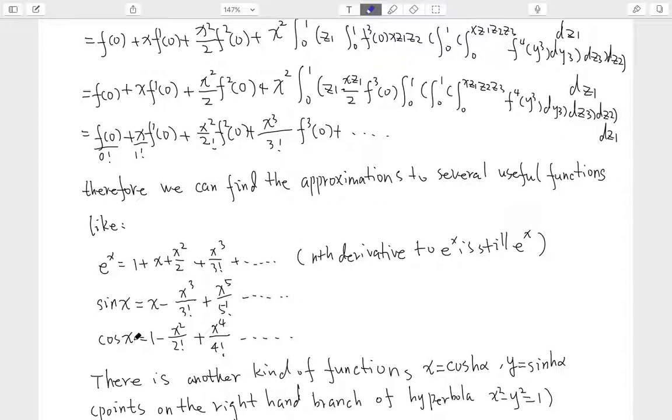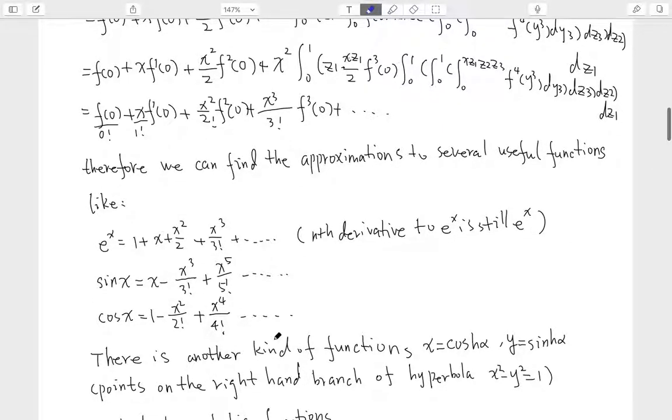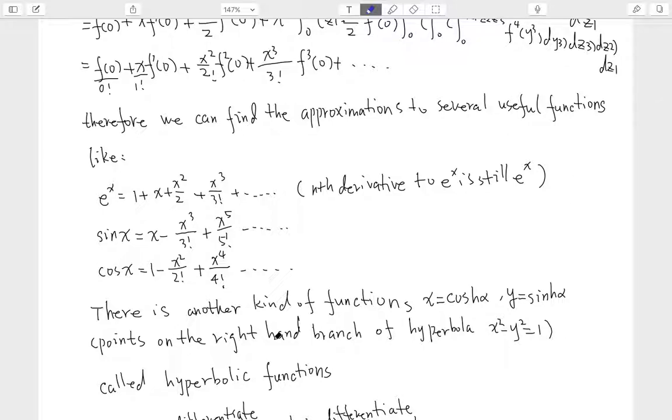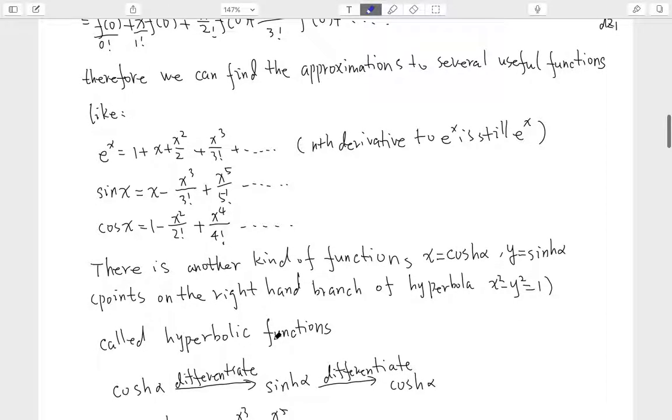Alongside the trigonometry functions, there is another kind of functions, namely x is equal to cosh alpha and y is equal to sinh alpha. These are just points on the right-hand branch of the hyperbola x squared minus y squared is equal to 1, and they are called hyperbolic functions.